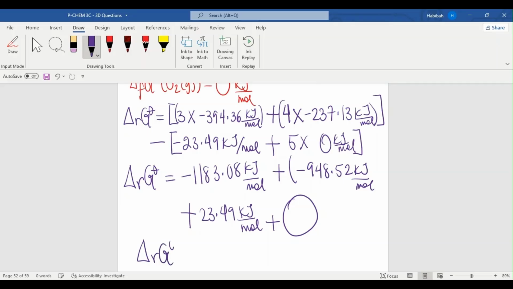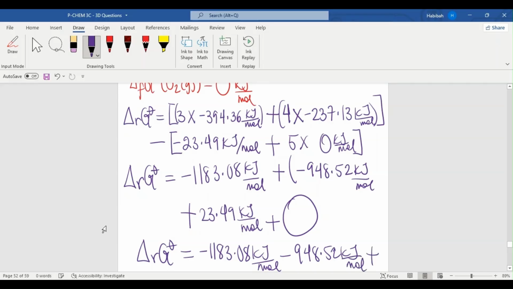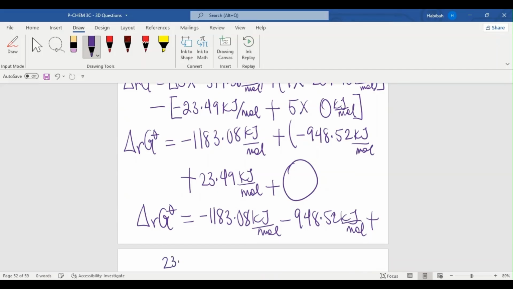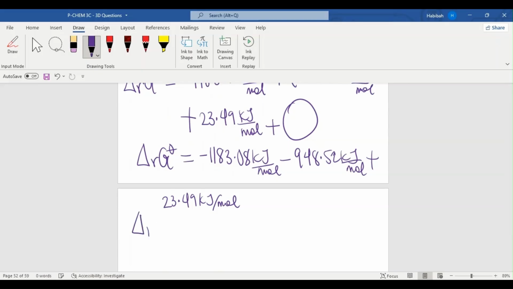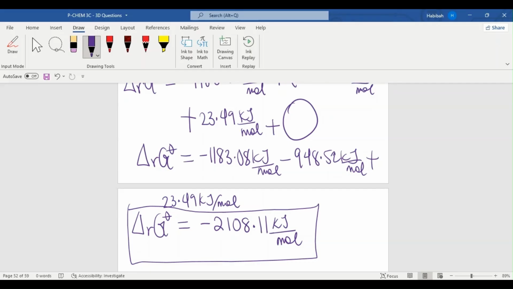So the change in standard Gibbs energy of reaction will be negative 1183.08 kilojoule per mole minus 948.52 kilojoule per mole plus 23.49 kilojoule per mole. You just input all of this information in your calculator to get the standard Gibbs energy of reaction to be negative 2108.11 kilojoule per mole as the answer to this question. So this is basically the answer to the question.